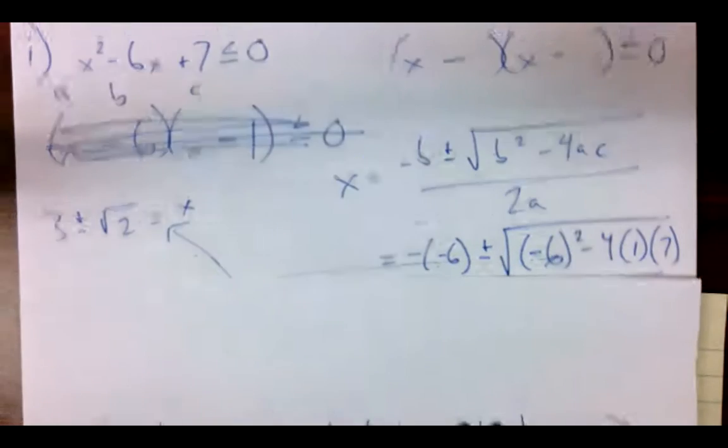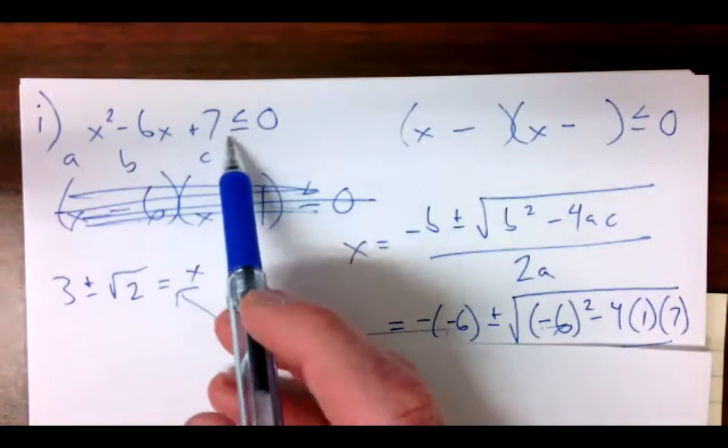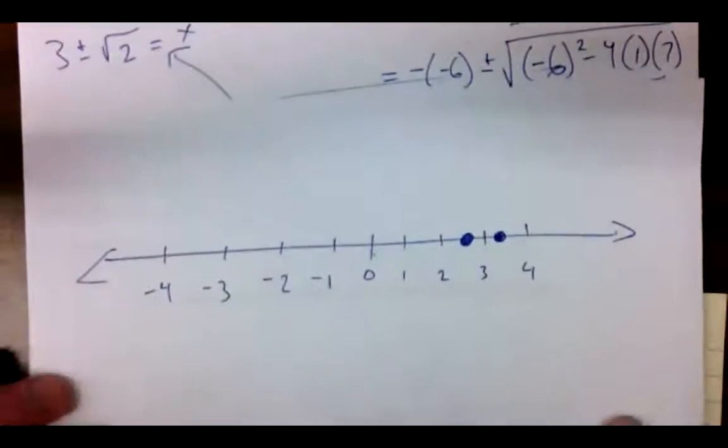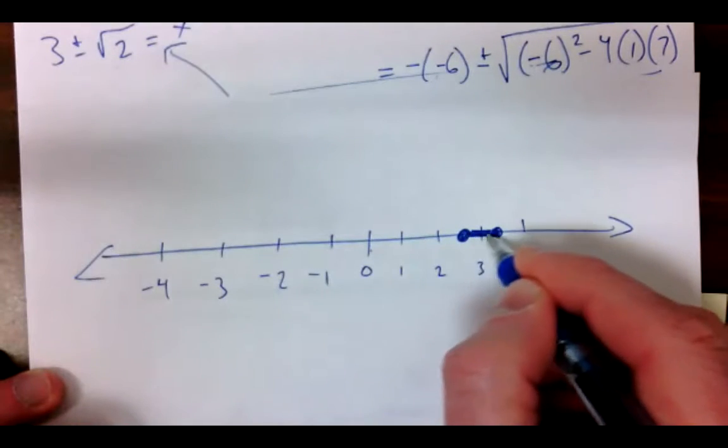I'll test my point with 0. 0 minus 0 is 0, blah, blah, blah. 7, is 7 less than or equal to 0? No, it's not. So that means 0 doesn't work. So again, I've made this huge number line when all I need is right here.